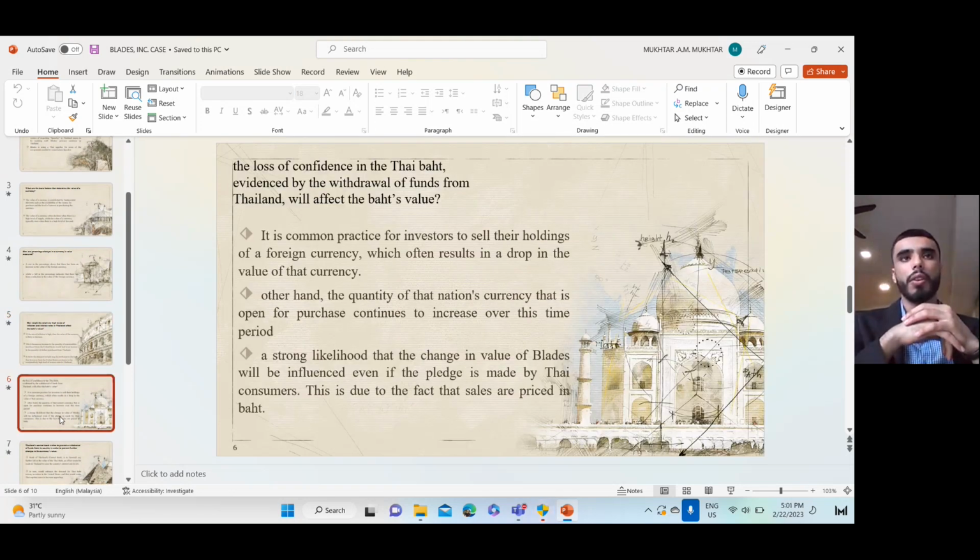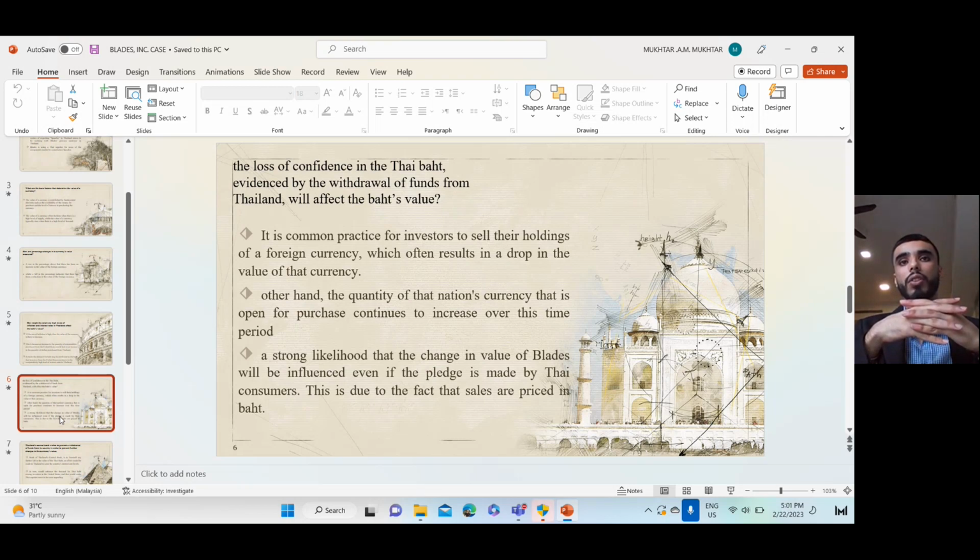And then moving on, the loss of confidence in the Thai baht, evidenced by the withdrawal of funds from Thailand, will affect baht value. It is common practice for investors to sell their holdings of a foreign currency, which often results in a drop in the value of the currency. So as you can see, when investors sell their holdings of foreign currency, when they give foreign currency out and nothing comes in, of course this will have a very bad effect on the value of the Thai baht.